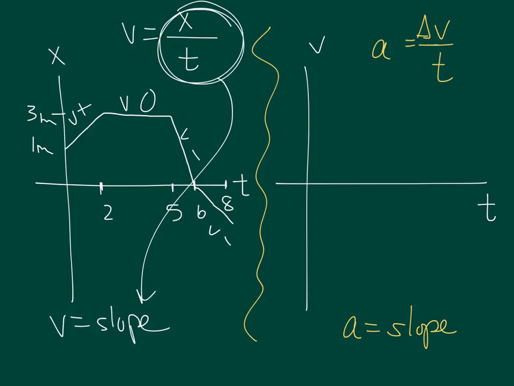So for a graph like that, let's take a look at this. I'm going to use yellow. Here's my graph. Okay, I'm not going to give numbers for now. We'll call each segment a different letter. So segment A, segment B, segment C, segment D, E, and F.